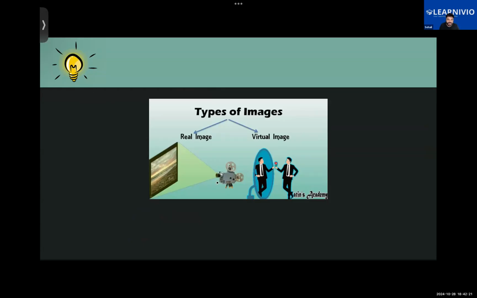Today we'll be learning about different types of images. Basically, there are two types of images. We have real image and virtual image. So let us understand how they are different from each other.